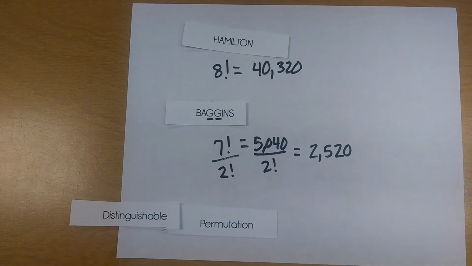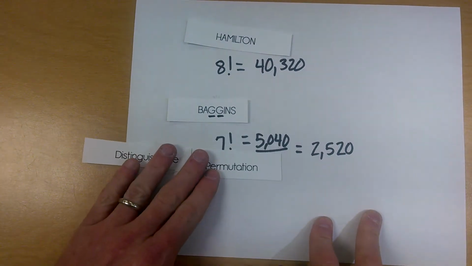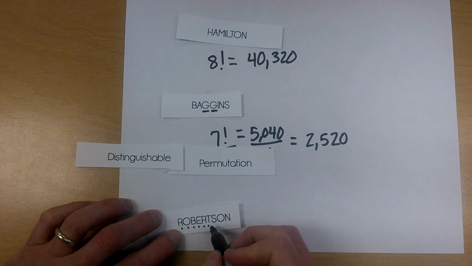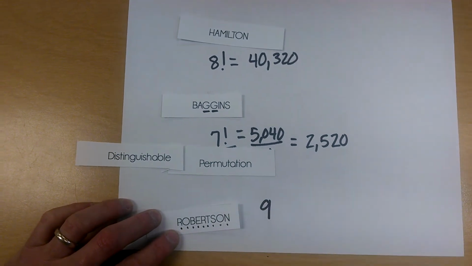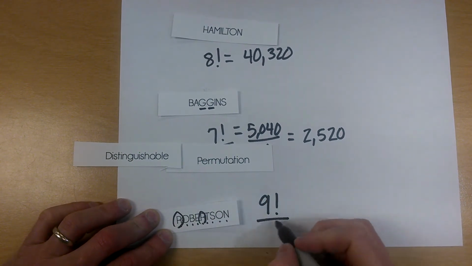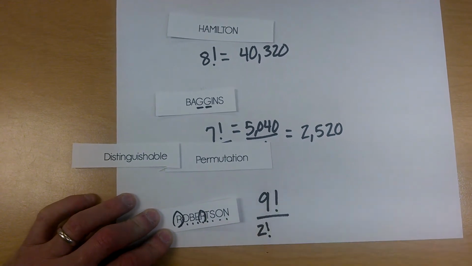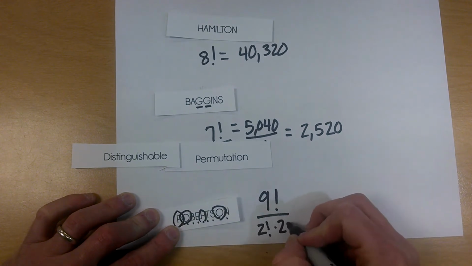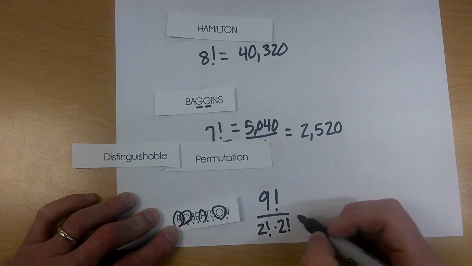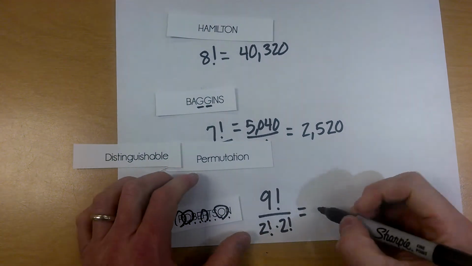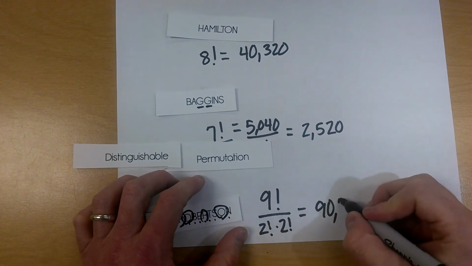One more of those examples. Let's say we have the word Robertson. In Robertson we've got 1, 2, 3, 4, 5, 6, 7, 8, 9 letters, but we've got 2 R's, so we want to divide by 2 factorial because we can't distinguish between the 2 R's, and we've got 2 O's, so we want another factor of 2 factorial in the denominator. Finding that product and that quotient, we get 90,720.